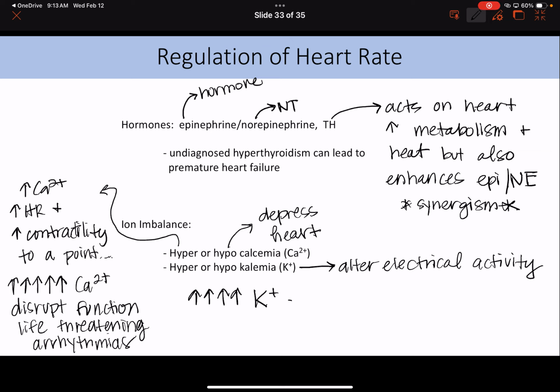Right? If you don't have enough potassium, if you're hypokalemic, then this can lead to other arrhythmias and a weak heartbeat. So your heart won't work as hard, which is a bad thing.